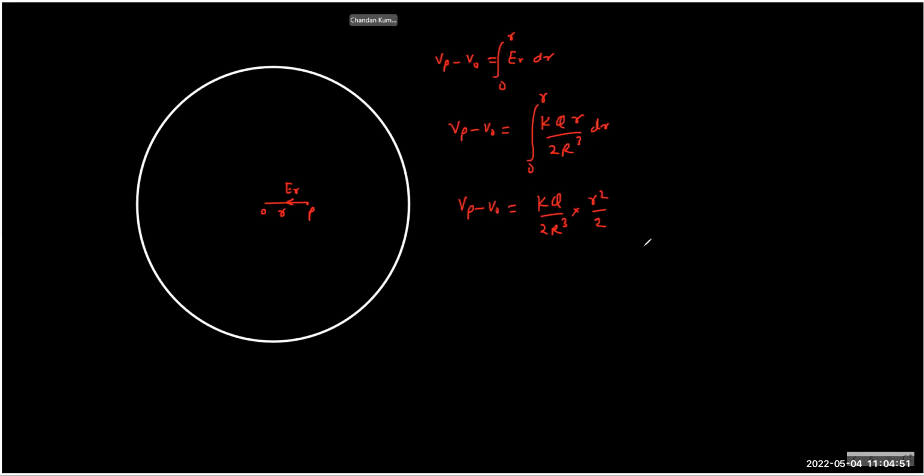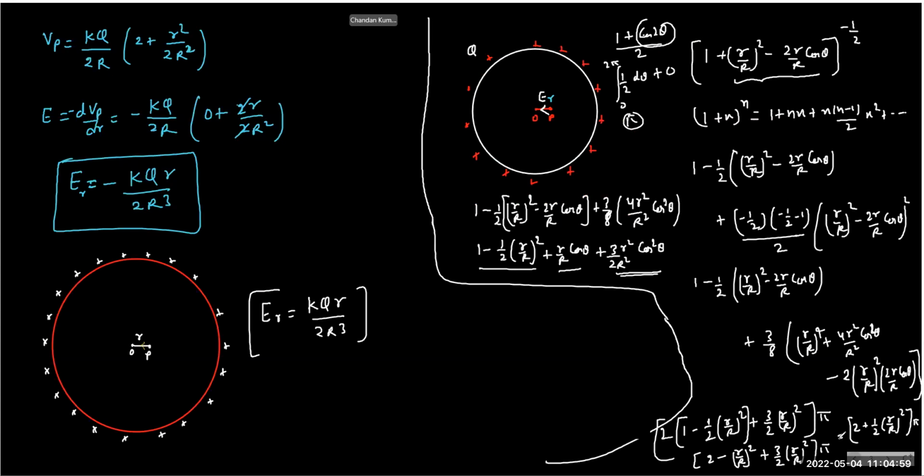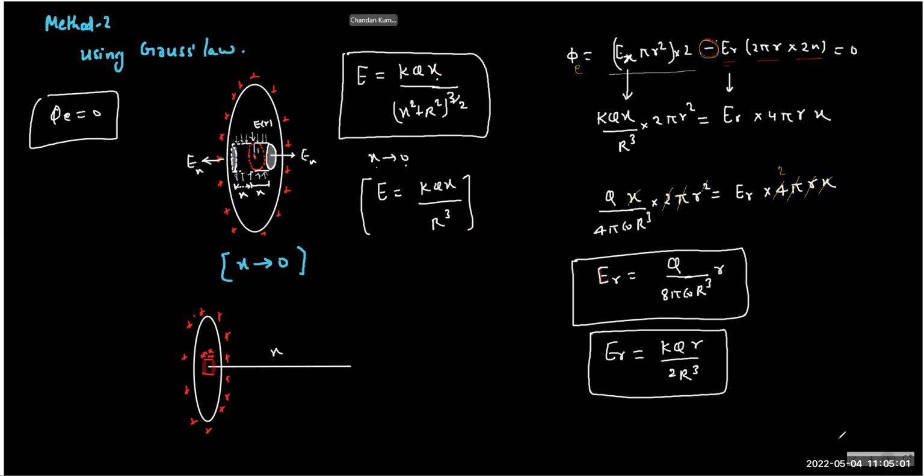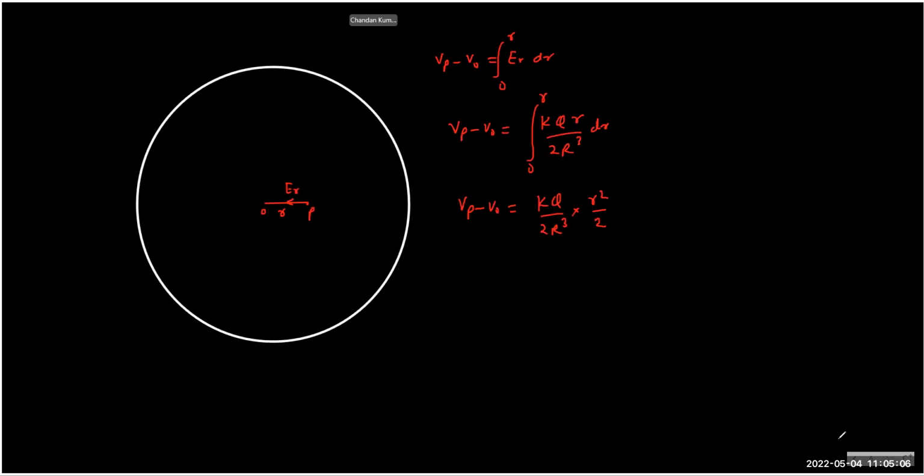So this turns out to be like this: KQ by 2RQ into dr. It is 2RQ only. Let me check. Yes. So E dot dr we got this answer, which is all right. And now the potential of O we know. So potential at O is K cube by R.